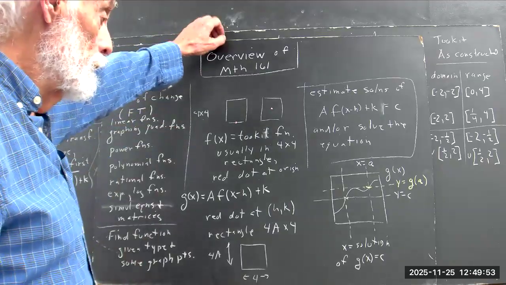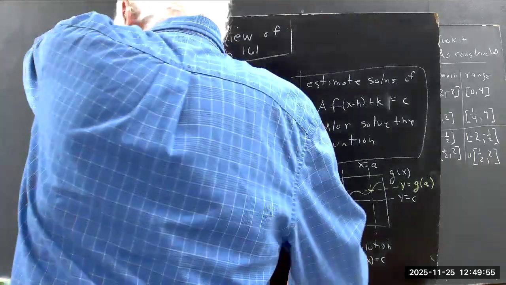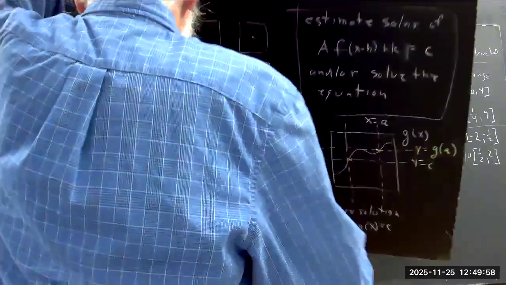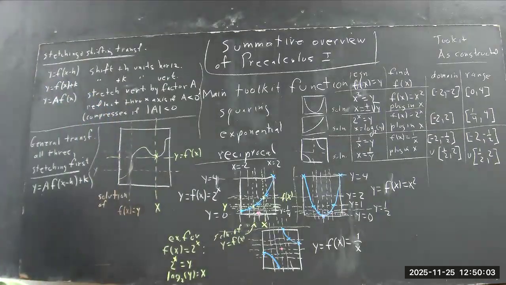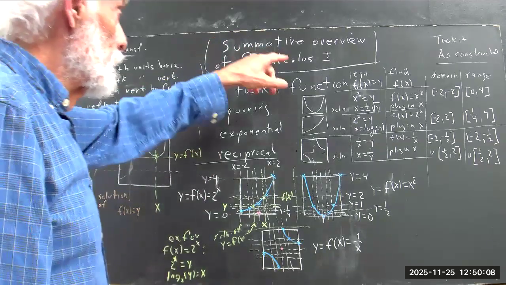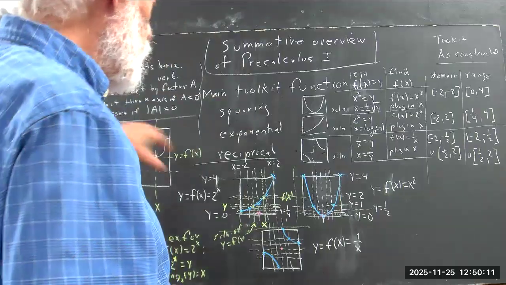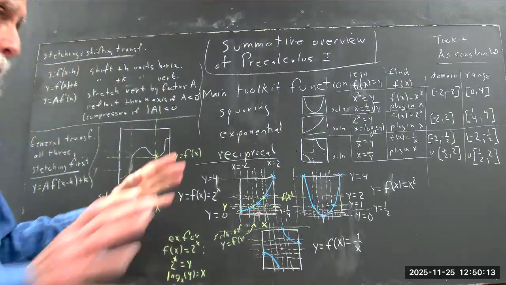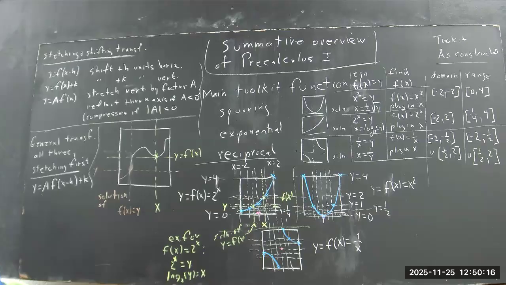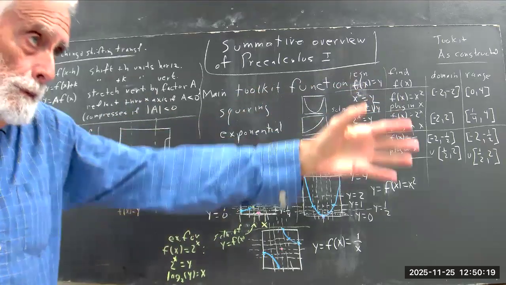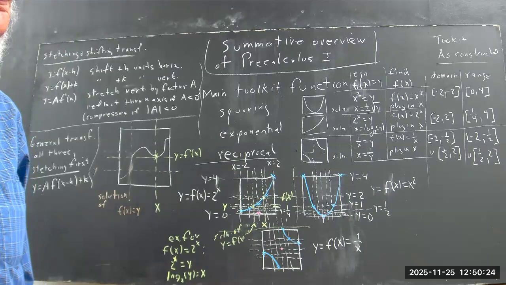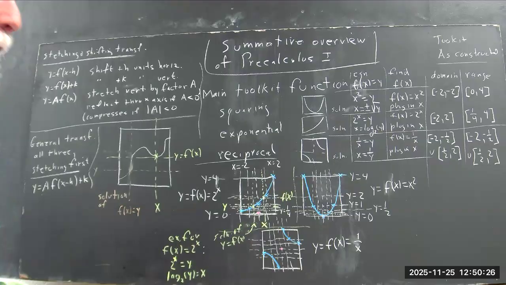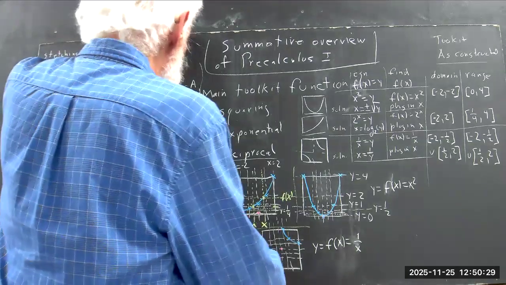So let's take a quick look at what we did in the support course today. And I called it a summative overview of pre-calculus 1, which kind of overlaps the picture I gave you here. Now, I'm not going to go through all the details of this, but it's here. And if you want a fuller explanation, a little slower, you can look at the video from the MDE 61 support course.